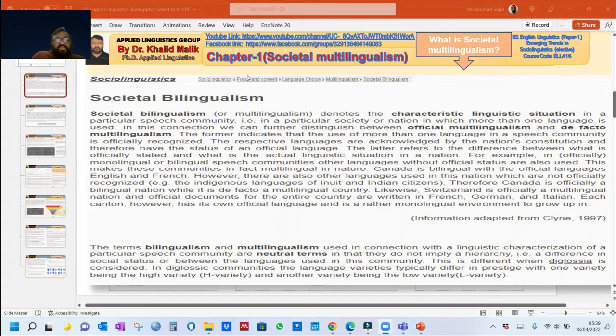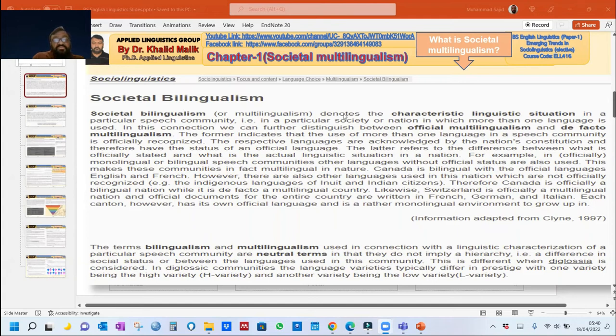So chapter 1 of the first paper of BS English Linguistics, Emerging Trends in Social Linguistics, is Societal Multilingualism. Now you are studying social linguistics. The question is, what is societal multilingualism? Social linguistics has a focus on language choices. When we talk about language choices, there is multilingualism. Under multilingualism, there is societal bilingualism. So what is societal bilingualism?